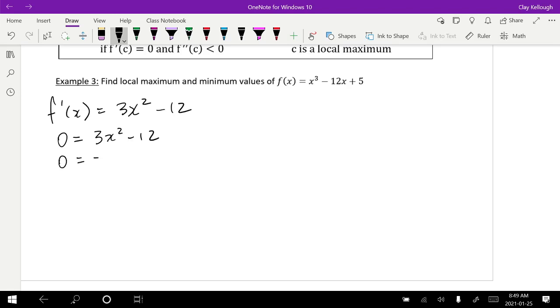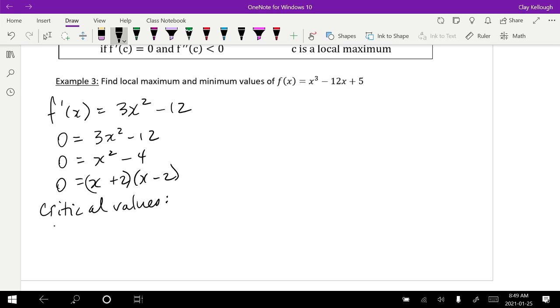Divide both sides of the equation by 3. And I have 0 is equal to x plus 2, x minus 2. So I have critical values of the first derivative at x is 2 and negative 2. Okay, now we need the second derivative. So f double prime of x is going to be 6x, right? The minus 12 becomes 0.